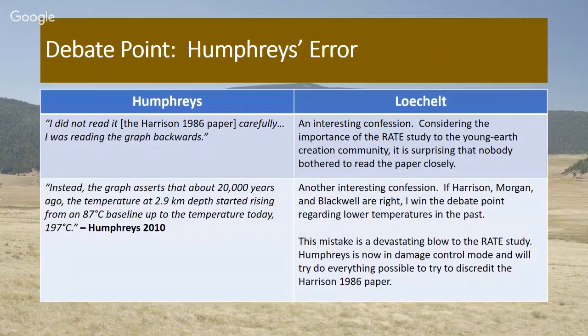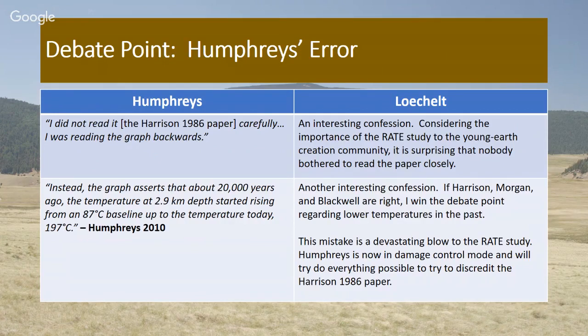So let's talk about this error, because this is now really the first time Humphreys has admitted that he made a mistake here. So let's see what he said. He said, "I did not read the Harrison paper carefully. I was reading the graph backwards." So he agrees. He read the graph backwards. So now my comment is that's an interesting confession.